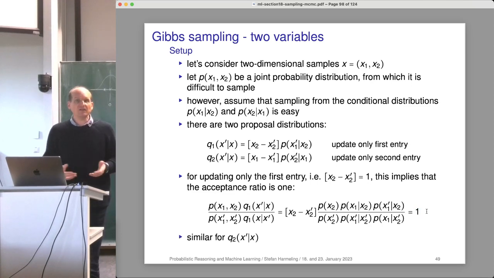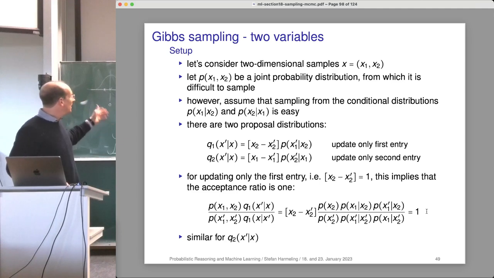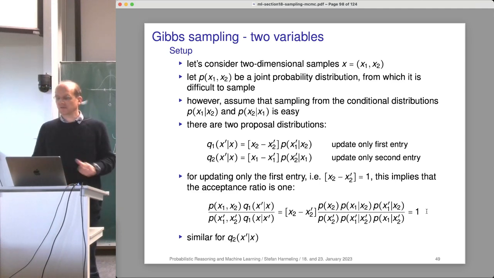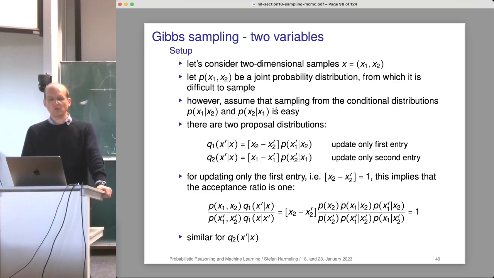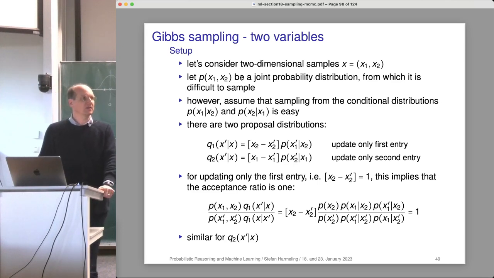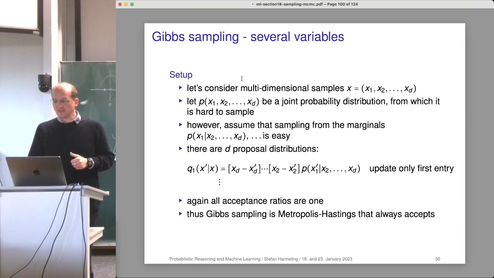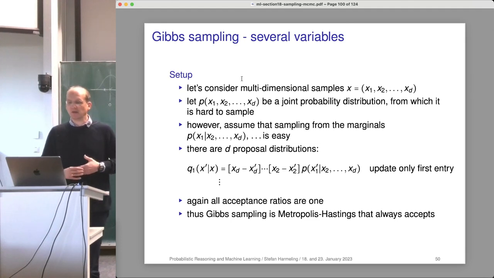Why is it very nice? Because you don't end up with a too wide variance or whatever. So everything works nicely in Gibbs sampling if you have these two assumptions, that you can sample very simply from the conditional ones, while the joint might be difficult. Now, of course, you can predict that this can be generalized to several variables, which makes it really powerful.